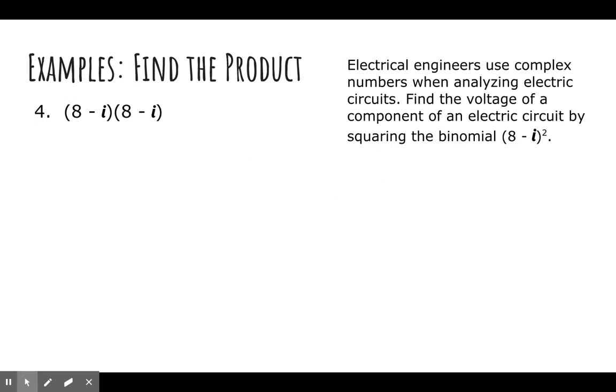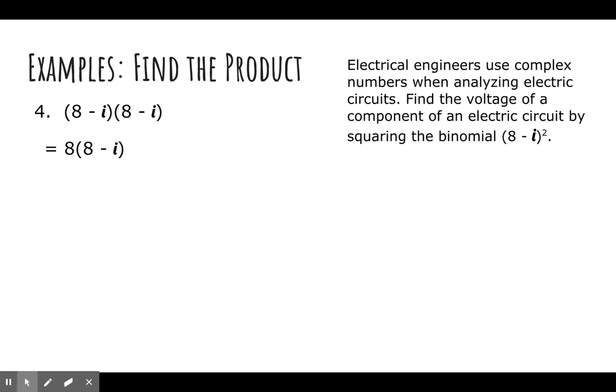Let's look at this final example. Electrical engineers use complex numbers when analyzing electric circuits. Find the voltage of a component of an electric circuit by squaring the binomial 8 minus i quantity squared. Recall that squaring means times itself. We will not square the 8 and square the i. That does not work when there's a plus or a minus sign with that exponent. You must write it out twice and distribute. Squaring means times itself. So we'll use the distributive property here.